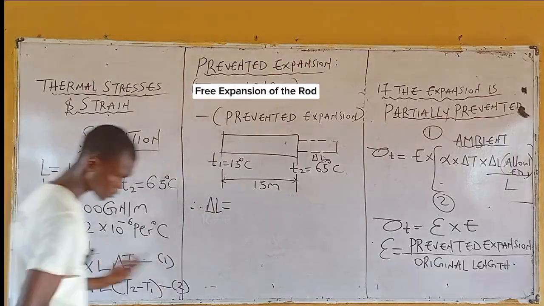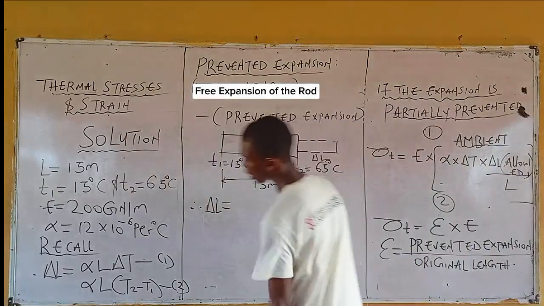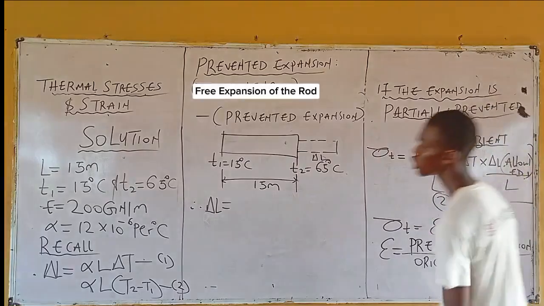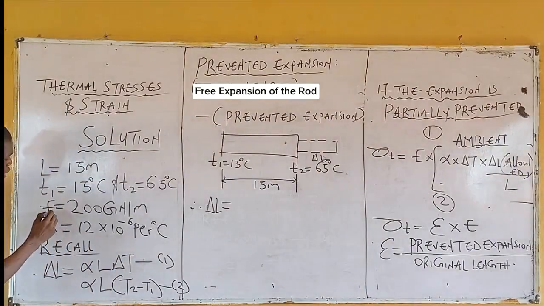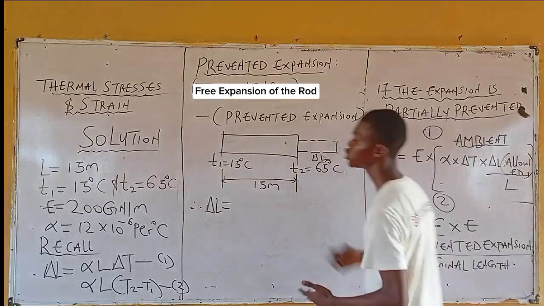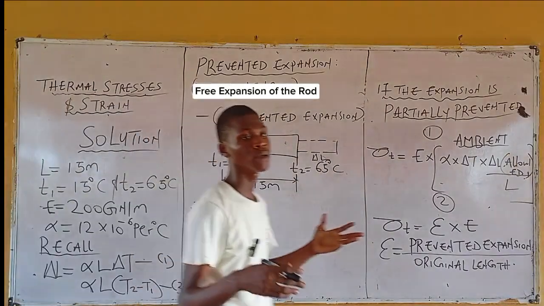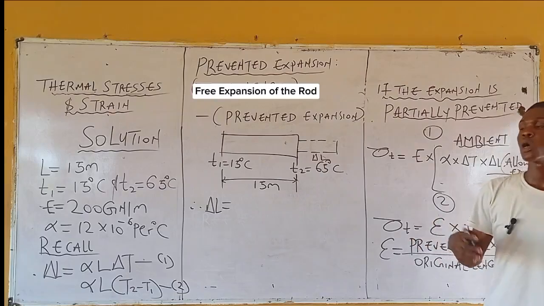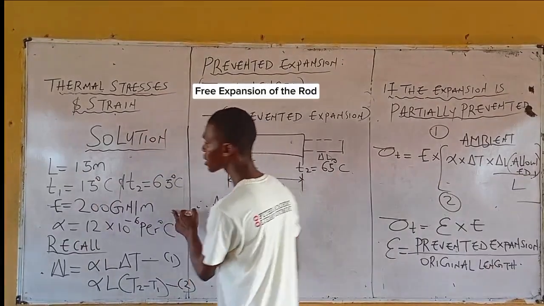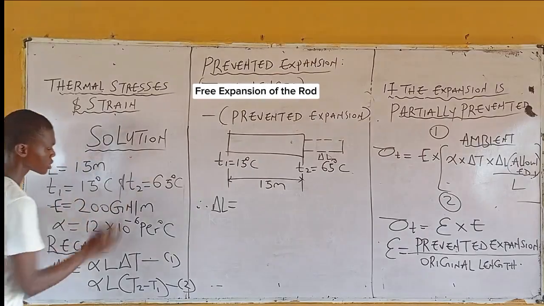Before substitution, watch out for the unit of your parameters, or of your data. The unit must correspond to the unit of your Young's modulus. The unit of your length or of any parameter must correspond to the unit of your Young's modulus. Meaning, up to this level, can I substitute directly without doing any conversion? Yes. My length is in meters. My Young's modulus is also in meters. In a case where I'm having millimeters, what will happen? I will convert. Always watch out for that.